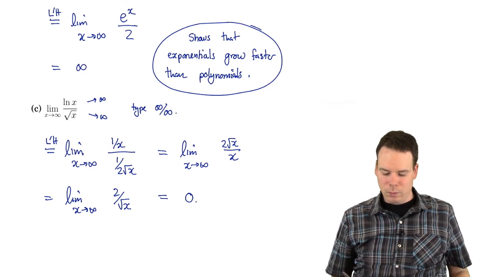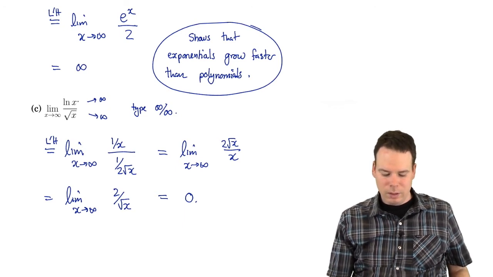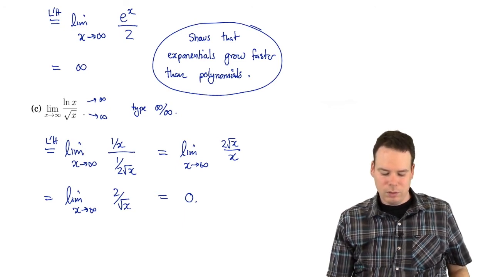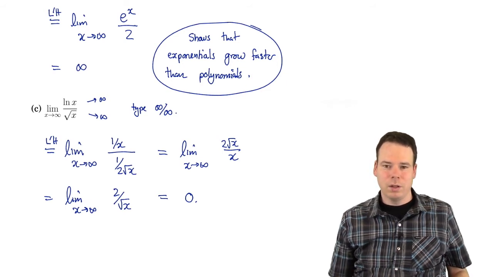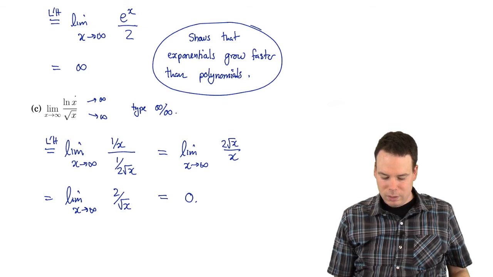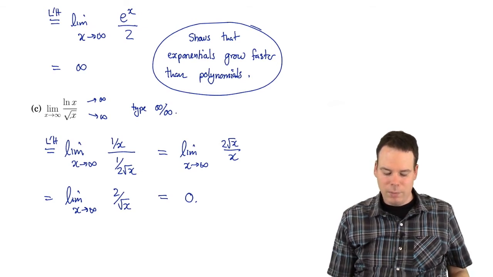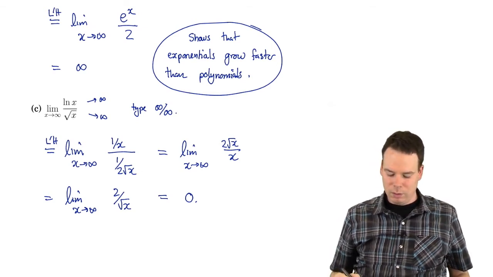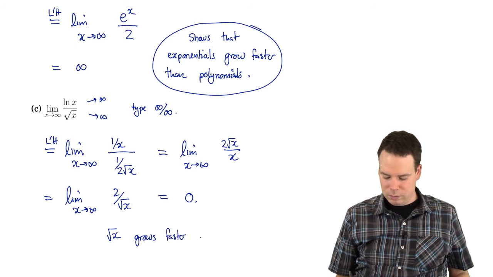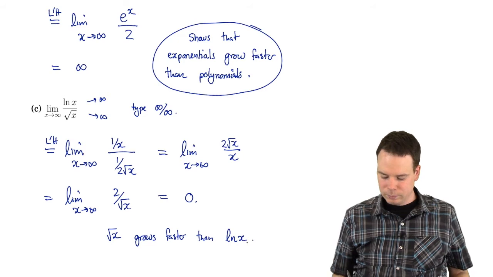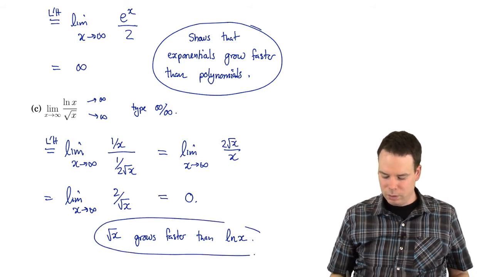So what won out? Did the logarithm go to infinity faster than the square root function, or did the square root function go to infinity faster than the logarithm? Well, since the ratio went to 0, it means the bottom had to be growing much faster than the numerator. So this shows that square root of x grows faster than logarithms. That's what we can conclude from this calculation.